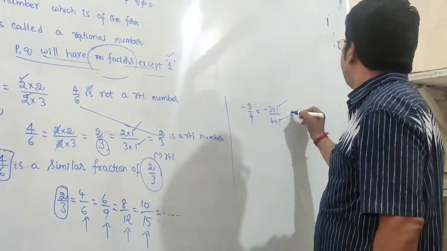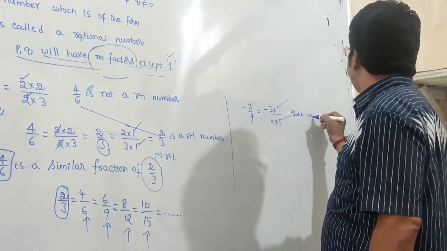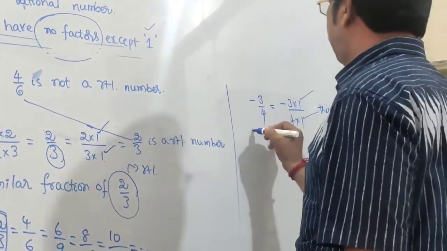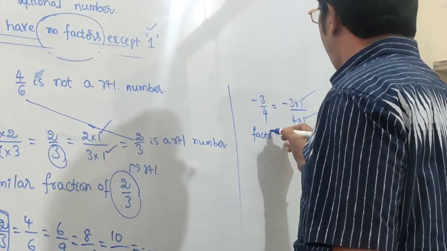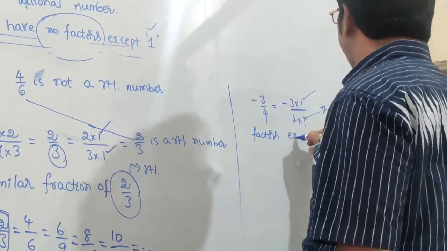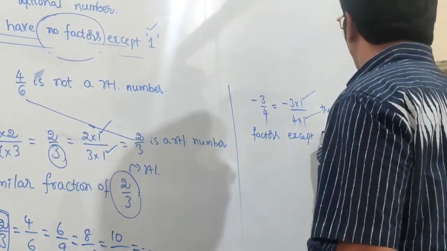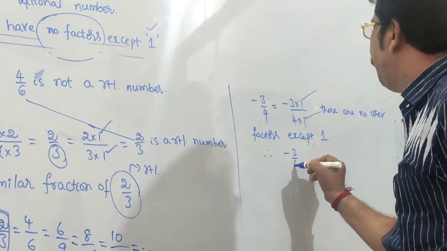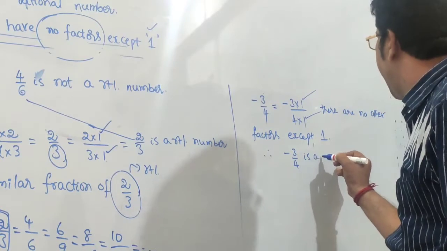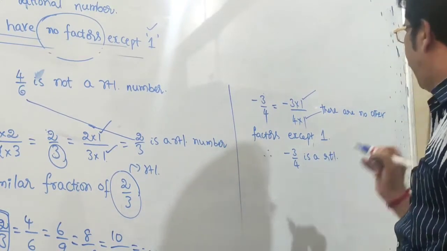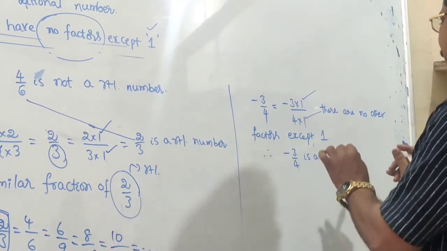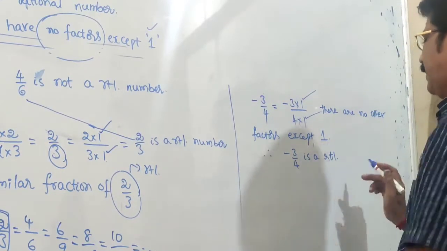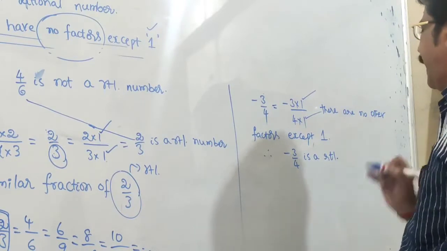There are no other factors except 1. Therefore, minus 3 by 4 is a rational number. For shortcut, the short form is RTL. RTL means rational number. So it is an RTL.